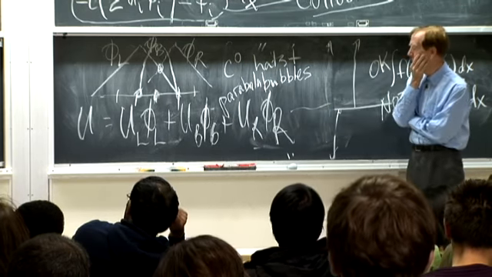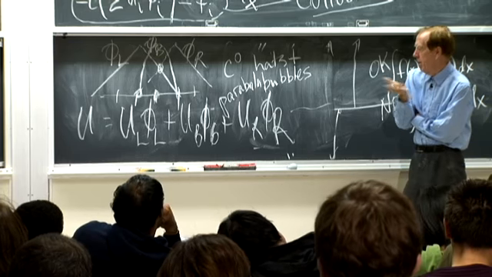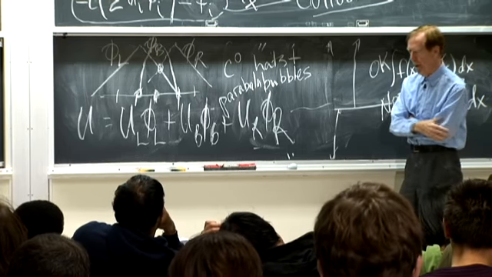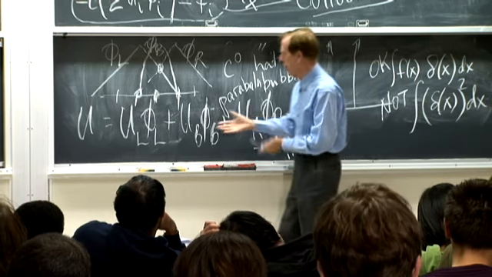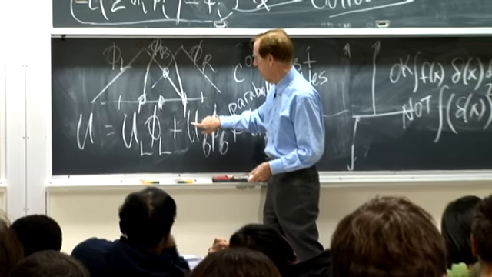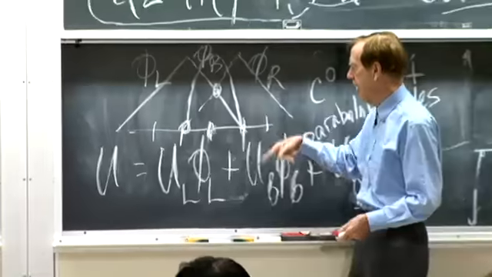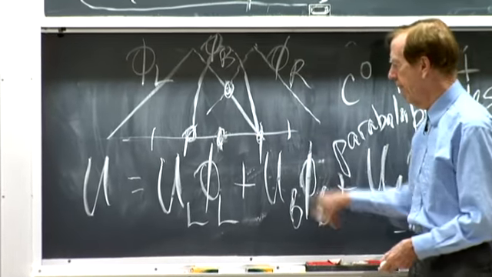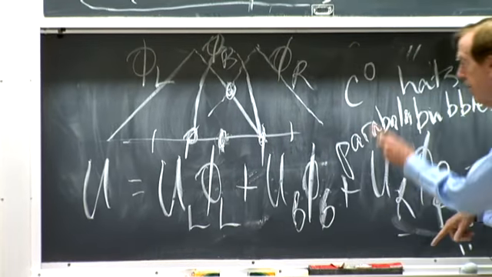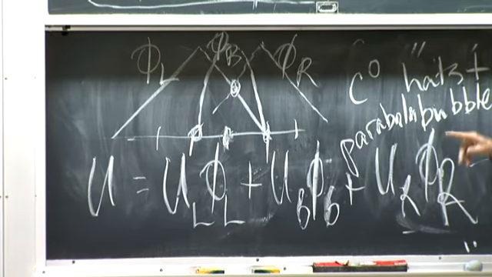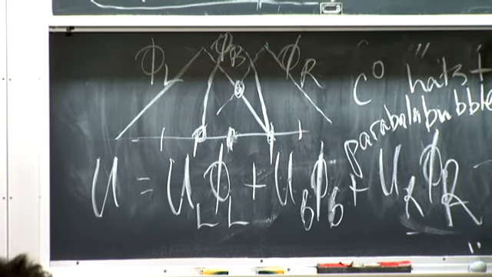Probably I'm making this sound like a big deal. It isn't a big deal, but you have to remember that that's the case: the coefficient of the bubble is not your solution at that point. You have to remember that the left hat and the right hat are also contributing at that point.